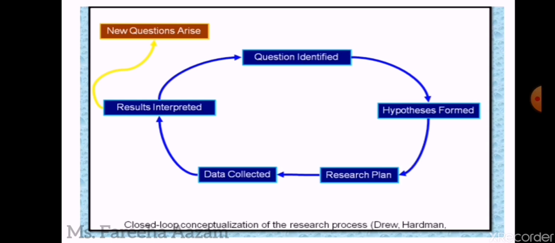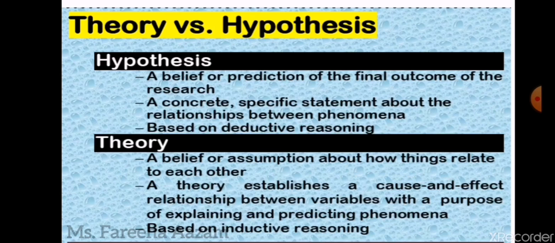New questions arise. Here you are talking about the closed loop conceptualization of the research process. It was given by Hardman: first the question is identified, and after that there is a hypothesis, and then you go for the research plan, then data collection, and after data collection you test your data, and after that the results are interpreted, and after the results a new question arises.